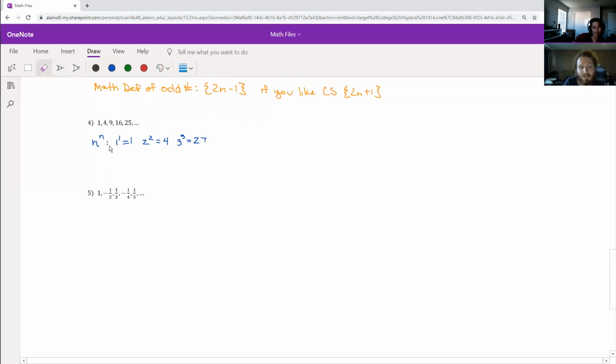We got another one that says n squared. So let's try out n squared. I think n squared might do it. So 1 squared equals 1. 2 squared equals 4. 3 squared equals 9. And there you go, right? This will keep going. So we can say that this is equal to n squared as a sequence.